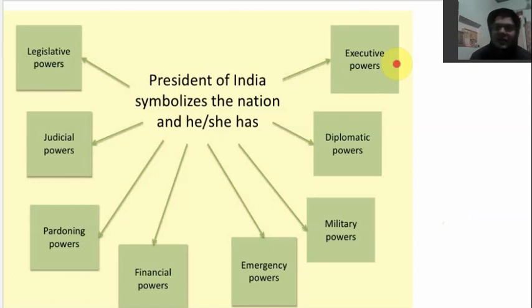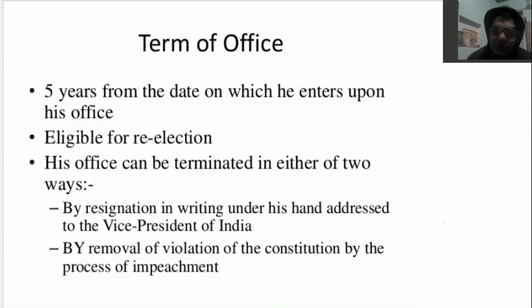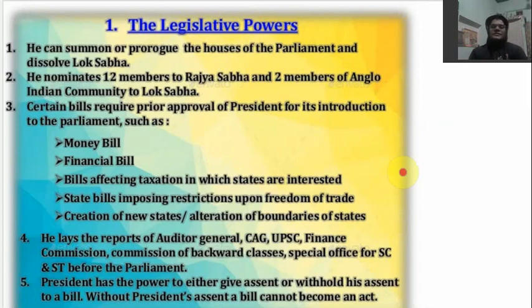Okay, so what are the legislative powers of the president? What do you understand by the word legislative? It means framing of the laws. And where are the laws framed? In the parliament. So the powers of the president relating to the parliament are called the legislative powers. First, he can summon or prorogue the houses of the parliament and dissolve Lok Sabha.